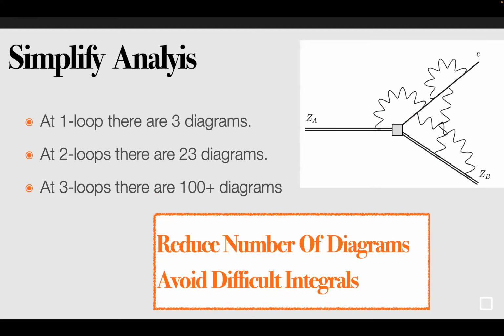Okay, so the reason why this is important is that you want to simplify the analysis. And so to give you some idea, at one loop, there's only 3 diagrams you would need to compute for this three particle vertex. But at 2 loops, there's 23 diagrams, and at 3 loops, there's hundreds of diagrams. I think I've counted before, and it's like 144 or something. Okay, so this is a lot, and it would basically make these high loop order calculations prohibitive.